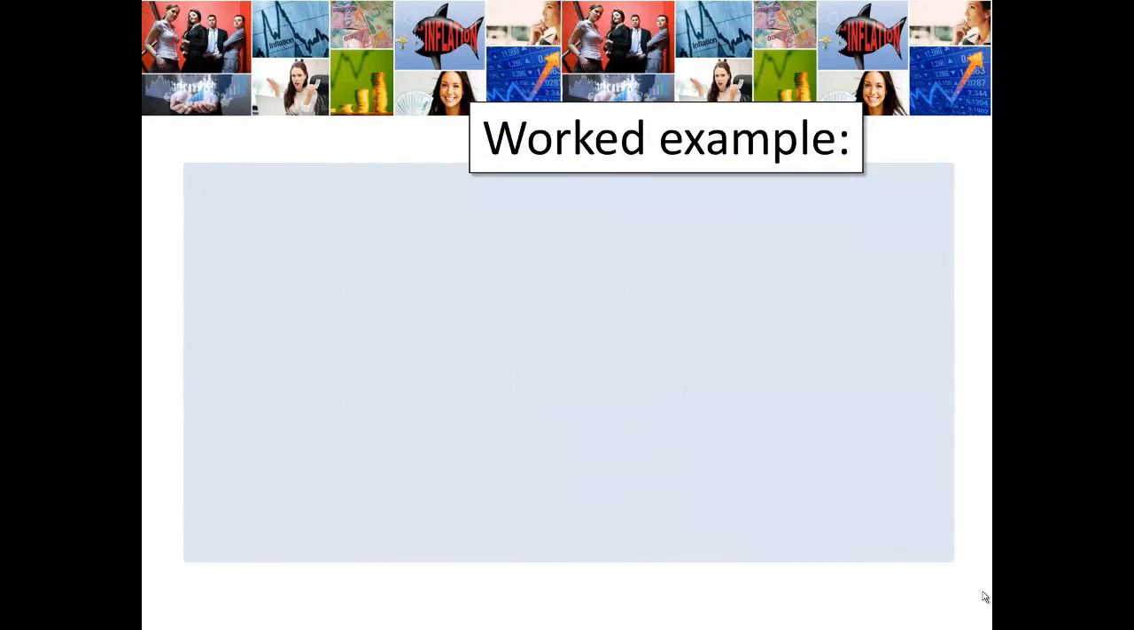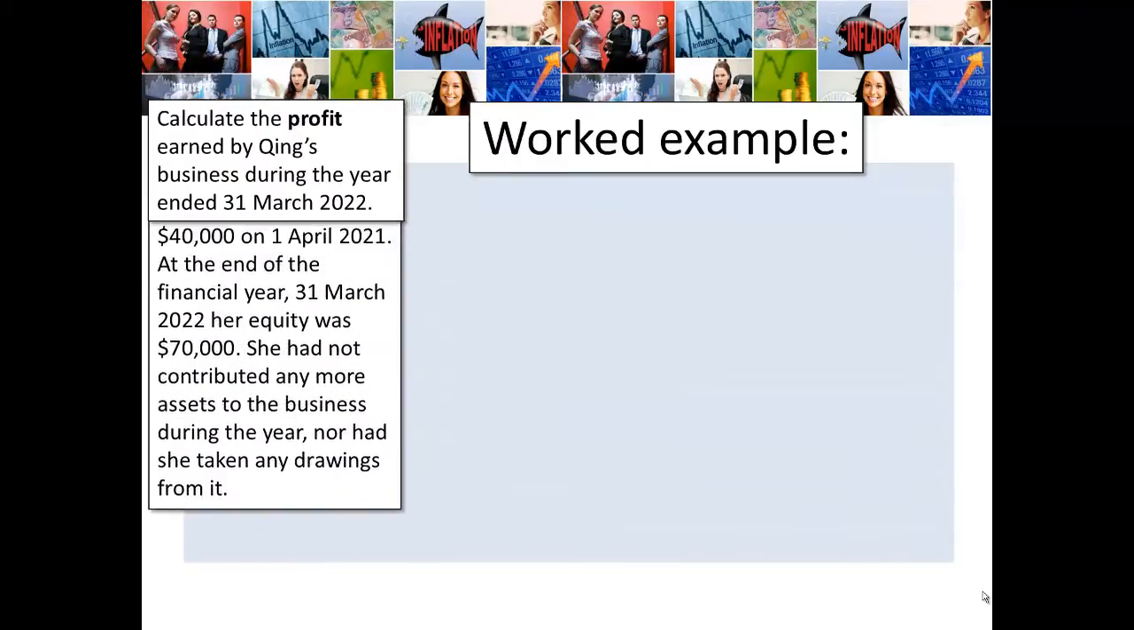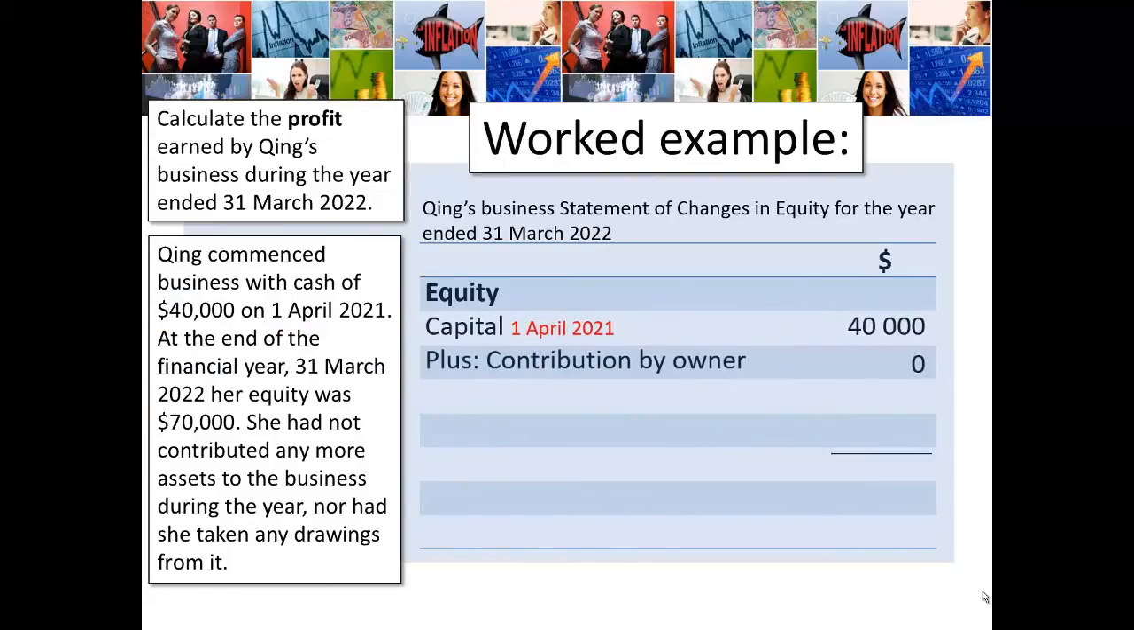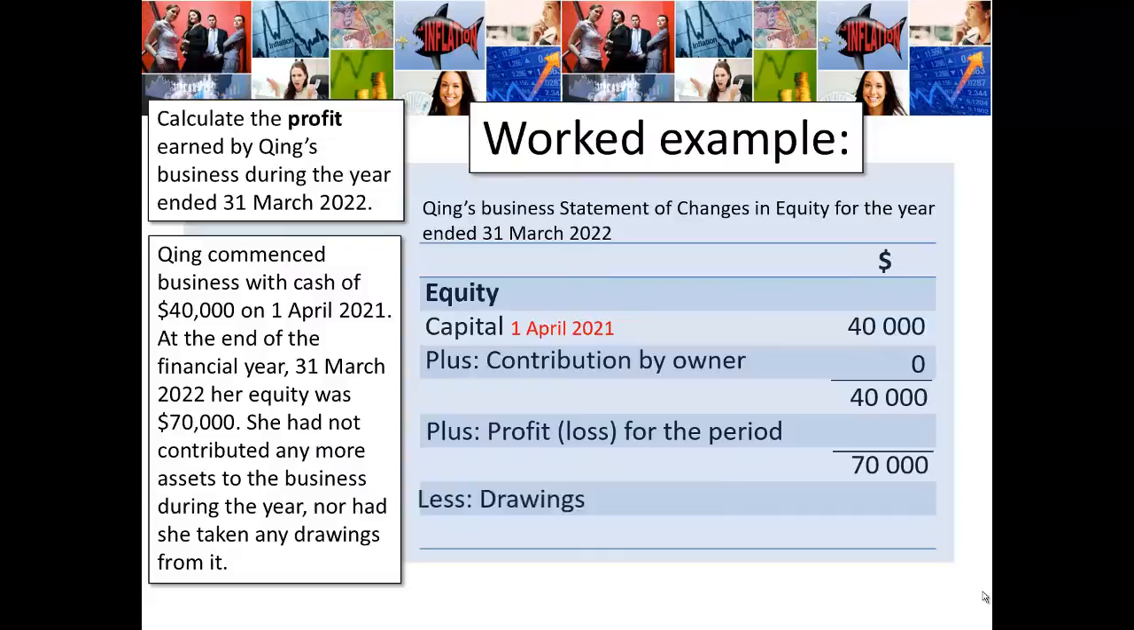Let's have a look at a worked example. Okay, we're calculating the profit earned by a business. Commenced business with a cash of $40,000 on the 1st of April 2021. The format is the same. So the capital, $40,000. Her equity at the end of the year was $70,000. She hasn't contributed any more assets to the business, so contribution by owner is 0, and she hasn't taken out any drawings.